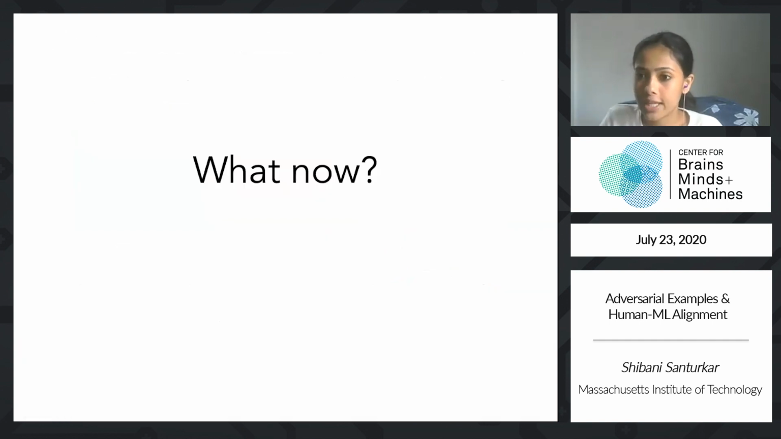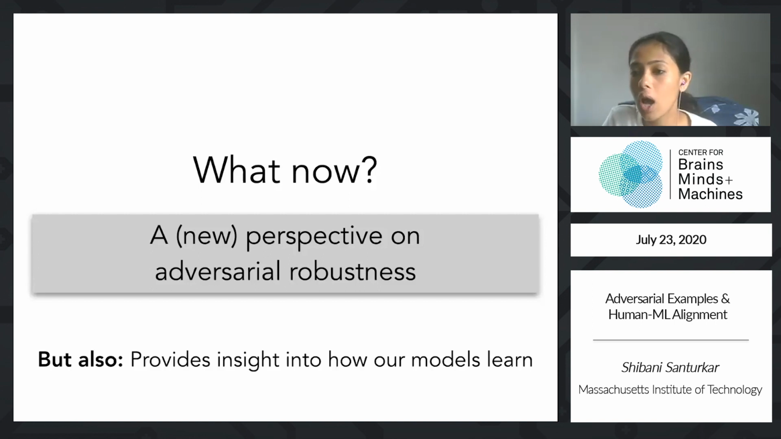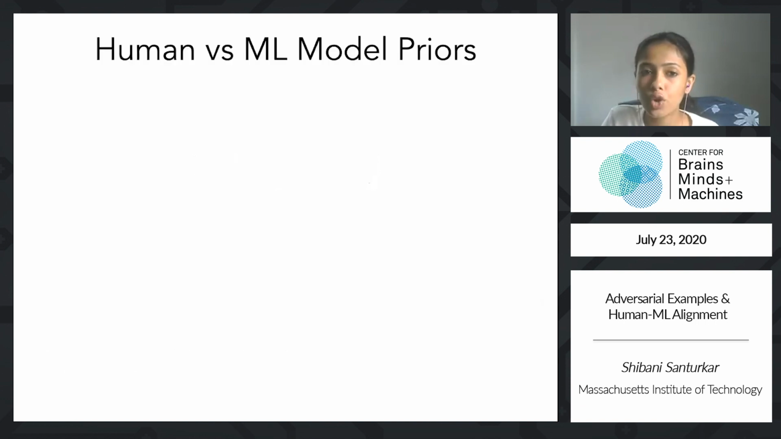So what do we do with this? What's next? This gives us a new perspective on adversarial robustness, and more broadly, also some insight into how our models learn. So let me talk to you about this in the context of priors.